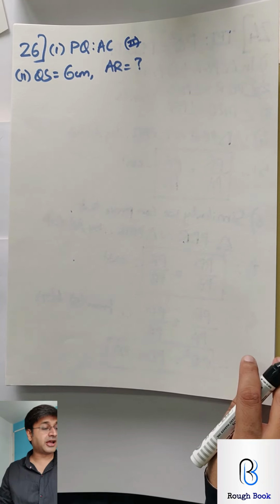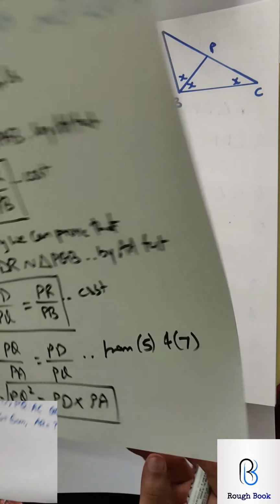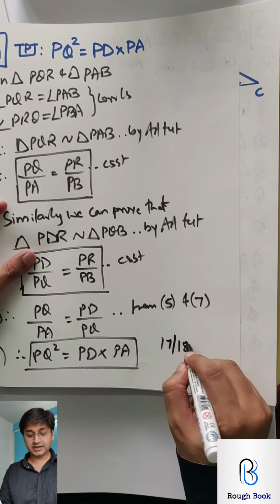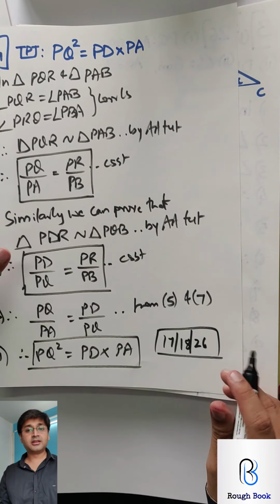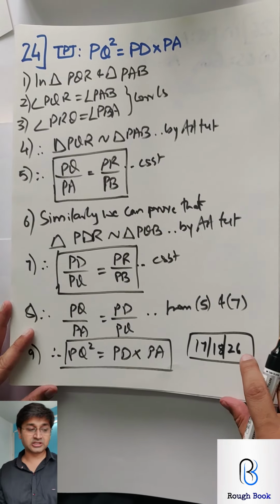Homework, I want you to try sum number 17, 18, 26. These 3 sums you can try. The remaining obviously I'll be doing in the next video.